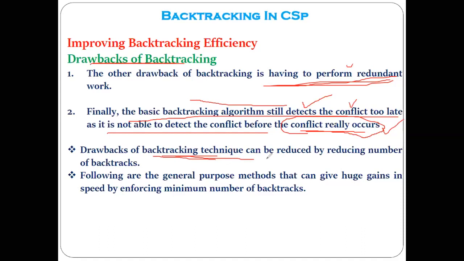In what sense can we reduce them? By reducing the number of backtracks that we are performing. If the number of backtracks gets reduced, then definitely our backtracking technique's efficiency will increase or decrease? Increase. So that is our main aim. Next, that is the point of our discussion: how we can decrease the number of backtracks while solving some problem using the constraint satisfaction approach.